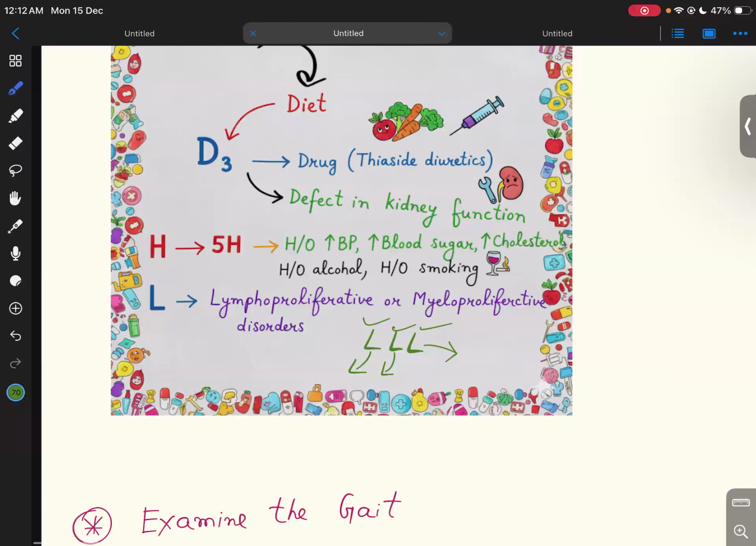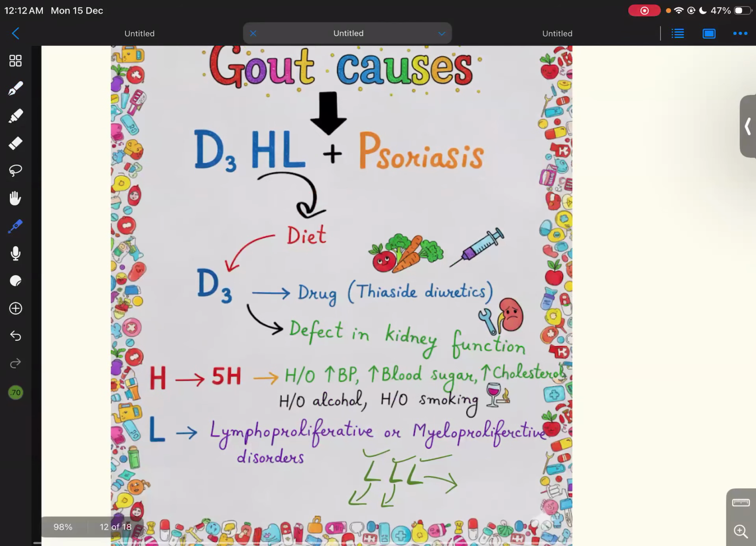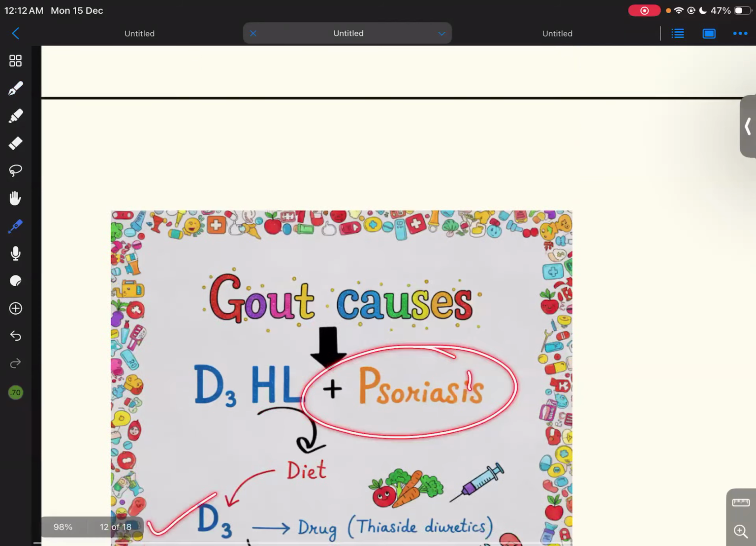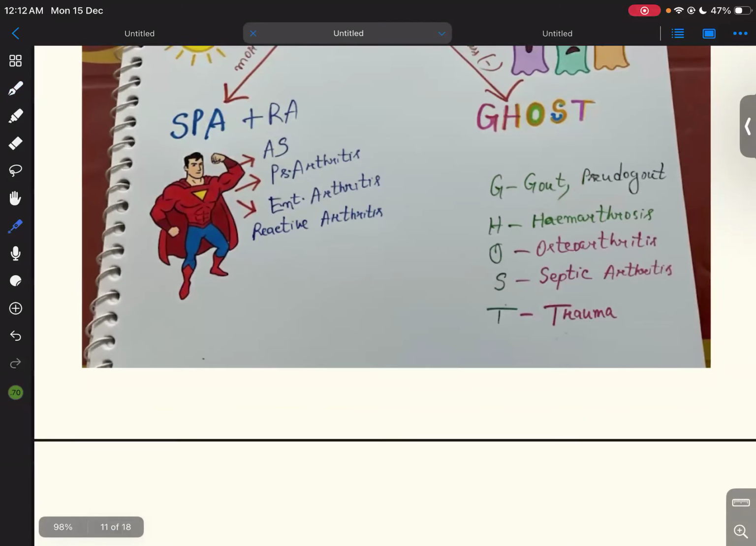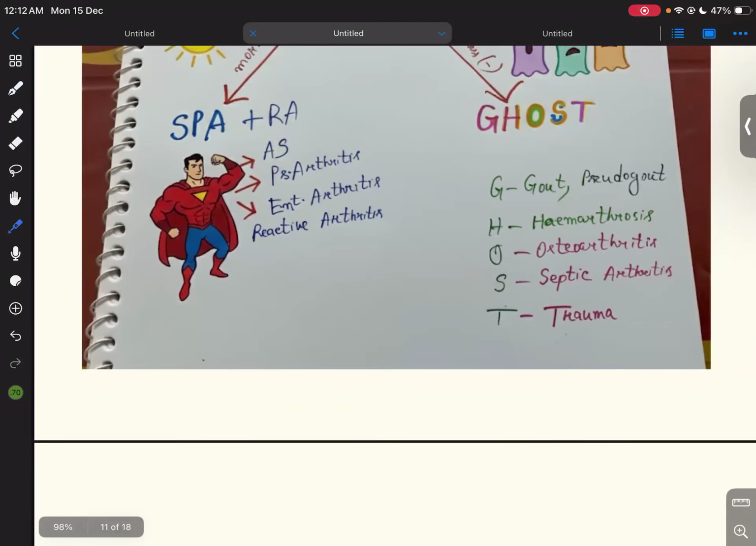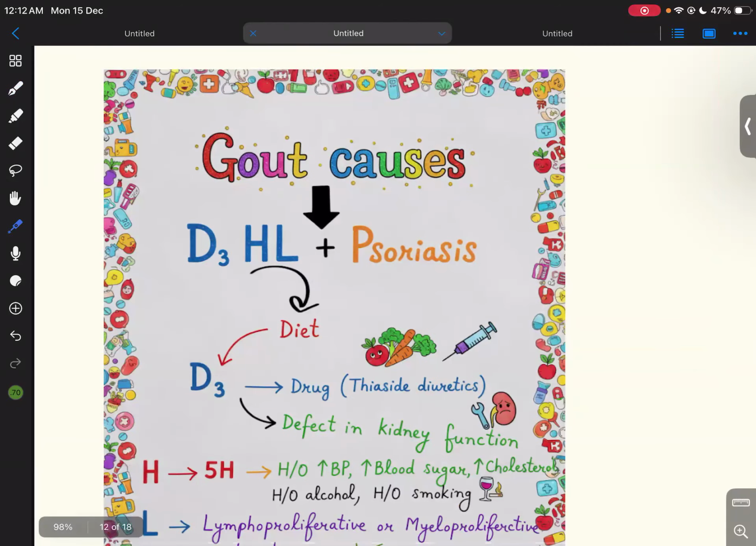That is triple L. So by asking this DHL and for psoriasis, we just have to ask, is there any skin rash? So by asking about the DHL and psoriasis, we can rule out the gout. Is it clear to everyone how to rule out the gout? Please ask me if there is any question.